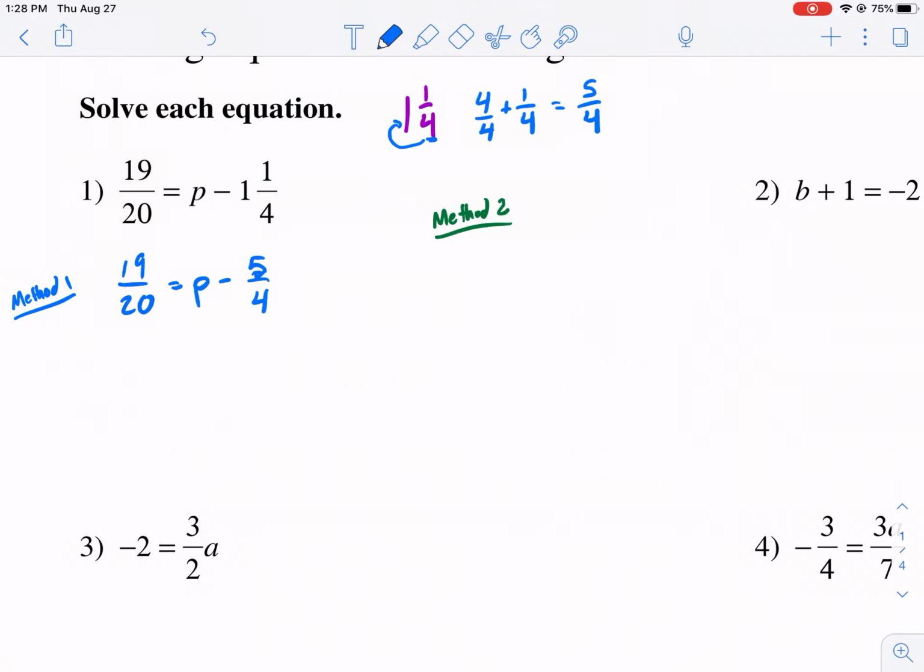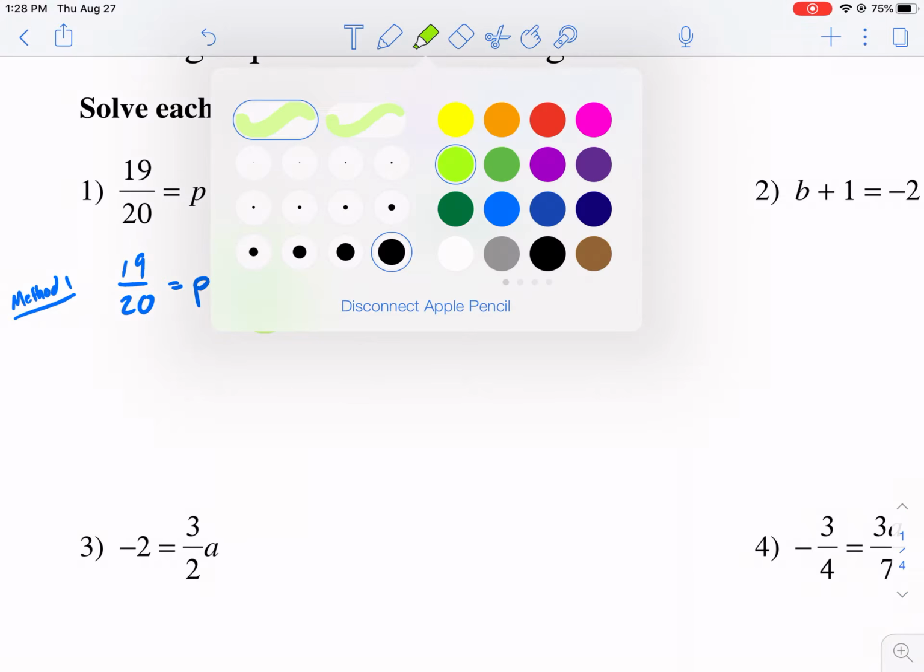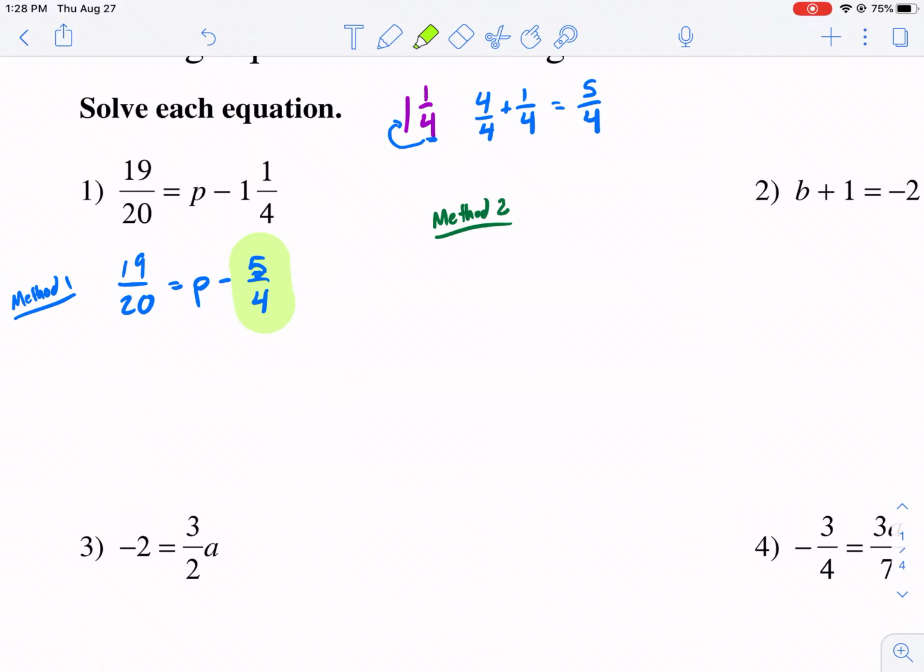So the first method, what people do is they convert these fractions into fractions with a common denominator. They'll take 5/4 and 19/20, and find a common denominator. They realize that 20 is a common denominator for both. So it's going to stay 19/20 for this one because you're just multiplying by 1/1. But for this one, it needs to be multiplied by 5/5. So this becomes 25/20. So then we have 19/20 equals P minus 25/20.